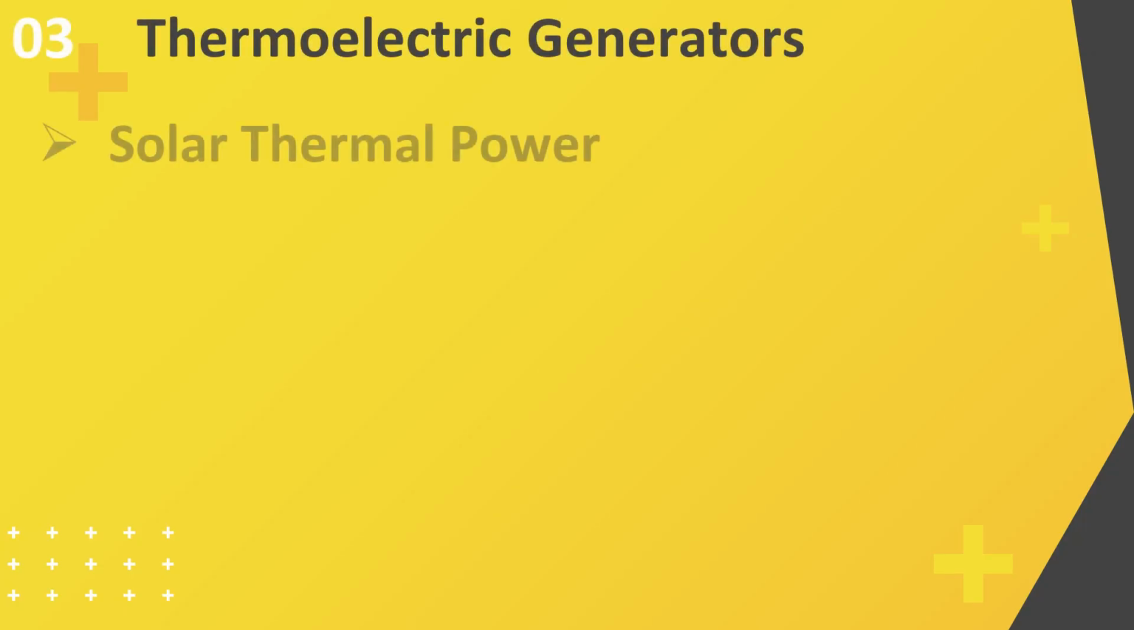Solar thermal power plants harness the energy from the sun to generate electricity. By concentrating solar energy, these power plants can produce high-temperature heat, which is then used to power turbines and generate electricity.